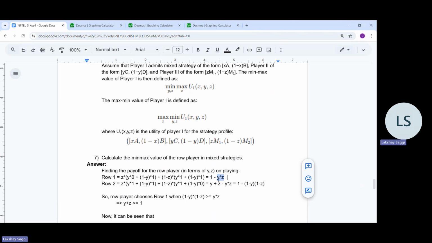Like if y plus z is equal to 1 and you want to maximize the value of y times z, it will be when y and z both are equal to half. You can verify this yourself. So y equal to z equal to half.